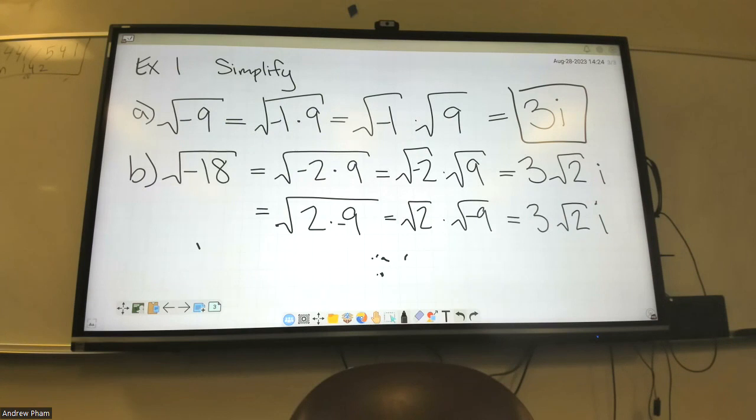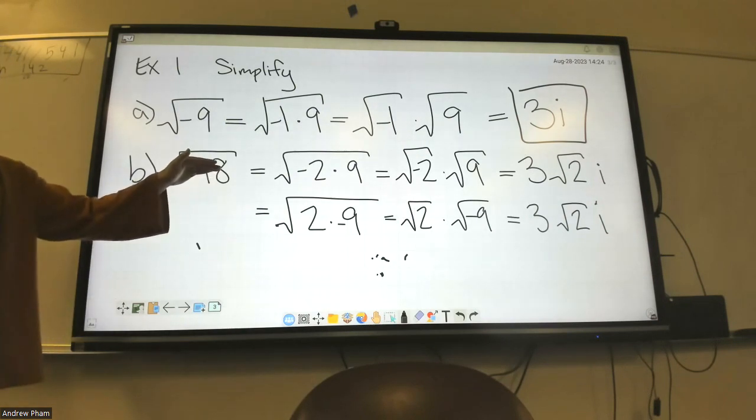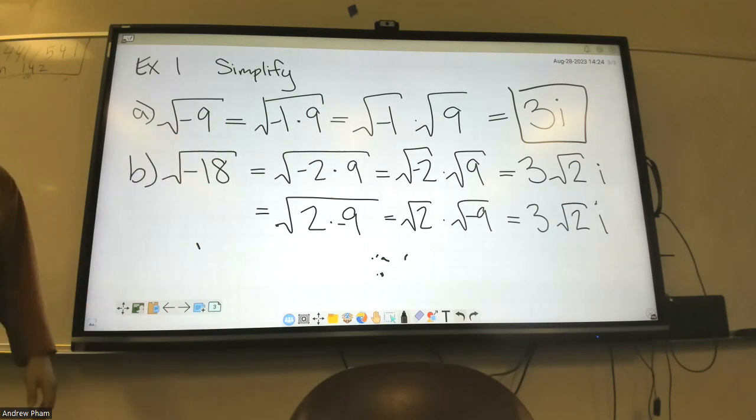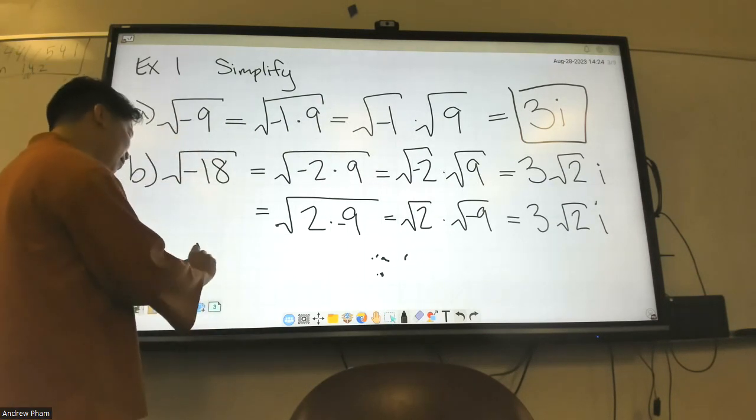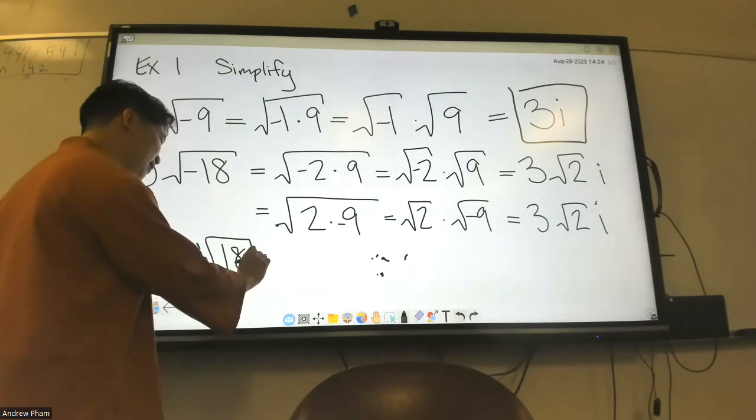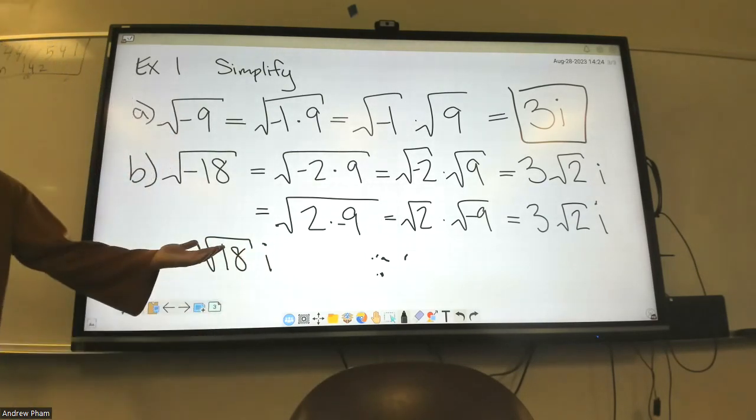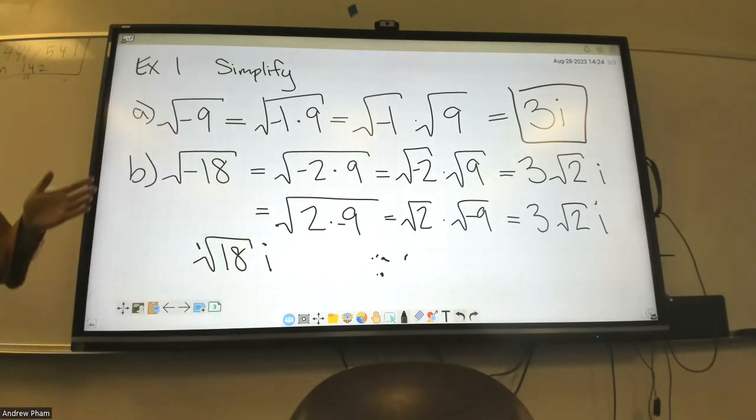So that's why it doesn't really matter which one you put it, as long as you get that i at the very end. Or you could have said this, square root of negative 18, square root of a negative number. I know that this is the square root of 18 times i, and then I clean up the square root of 18 from there. So really, it doesn't matter as long as you end up with that i at some point.